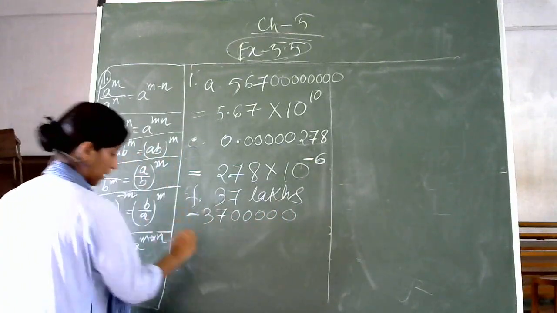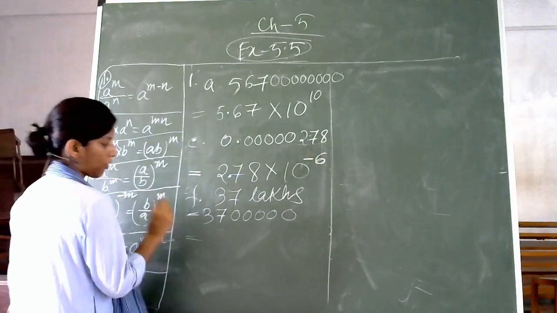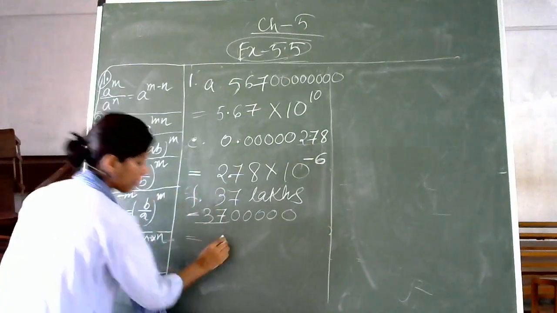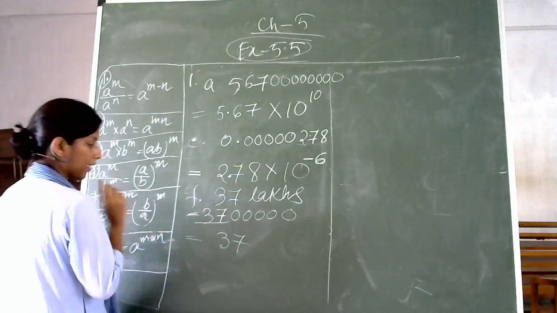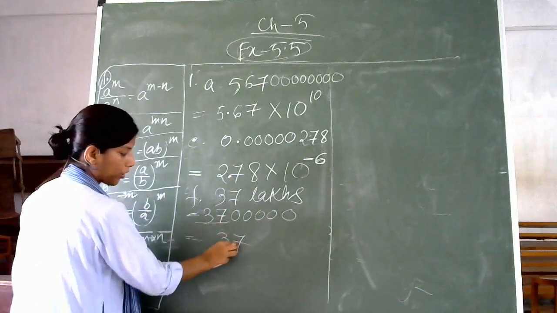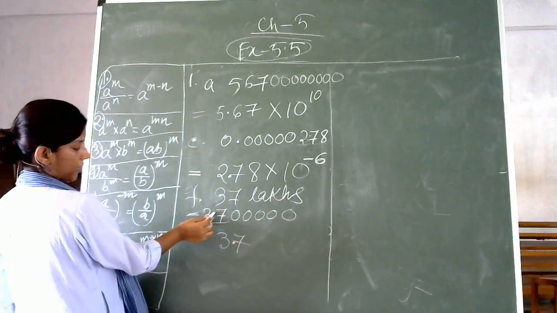So this is 37 lakhs. Now the same process will be applied. Without 0, what are the digits? 37, right? Without 0, the digit is 37. And I said after the first place, I'll be putting 1 point. So it's here. Now see, the point is supposed to be here.